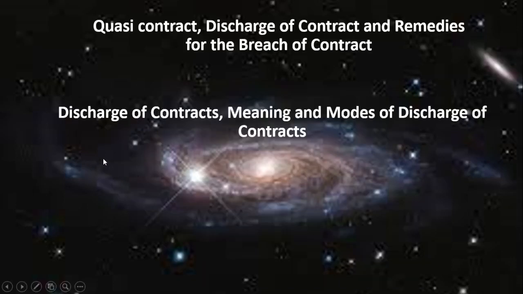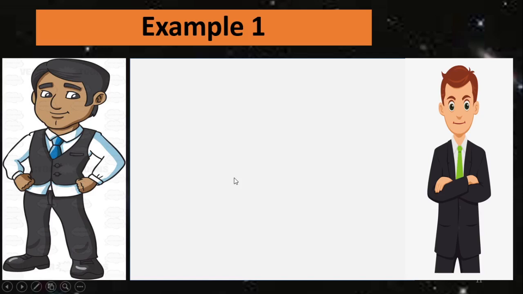Today we are going to learn discharge of contracts, meaning and modes of discharge of contract from the fourth chapter of business law. Before moving further, let us see an example.